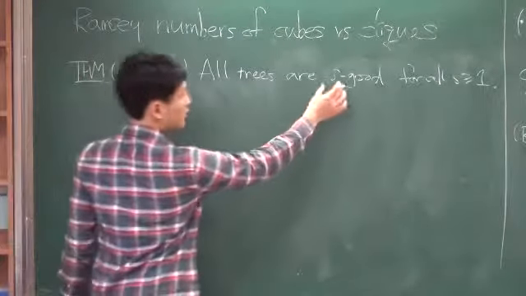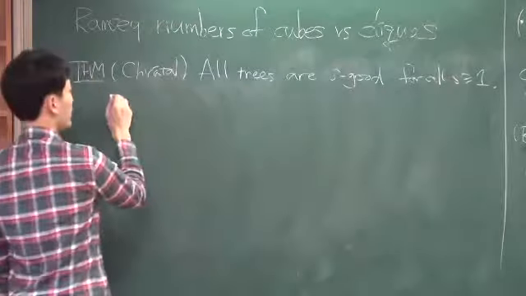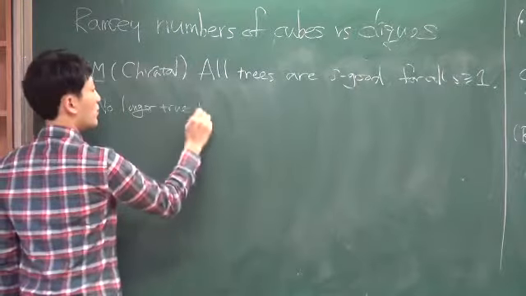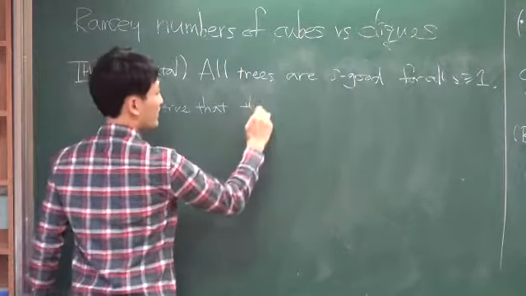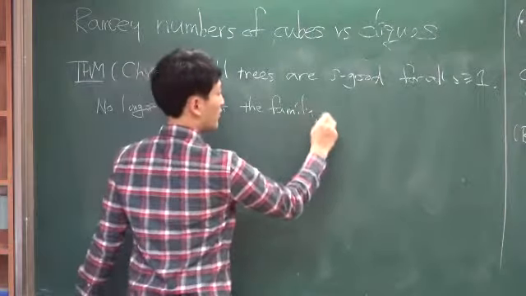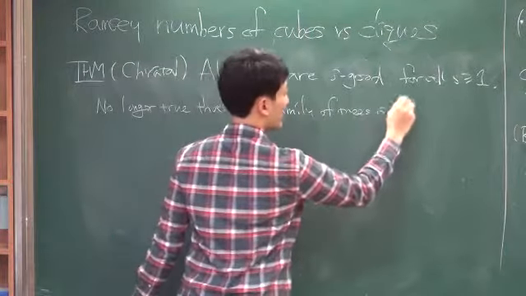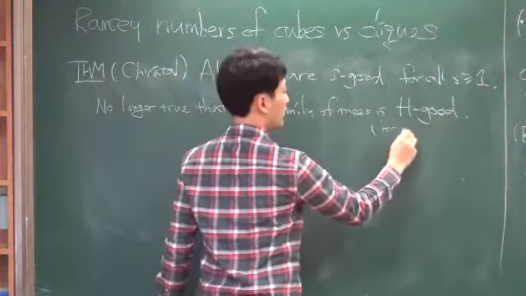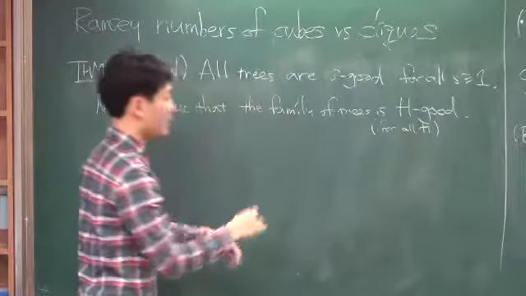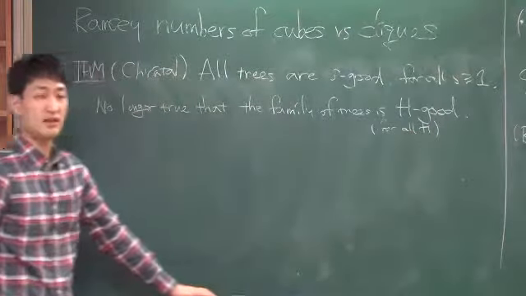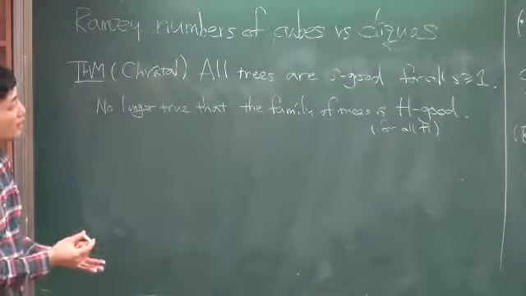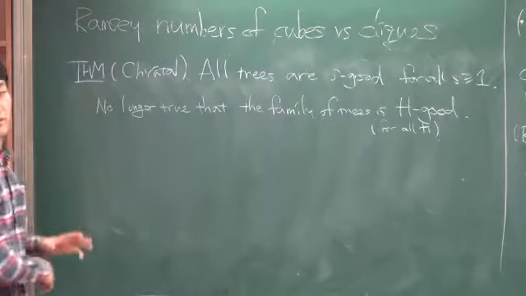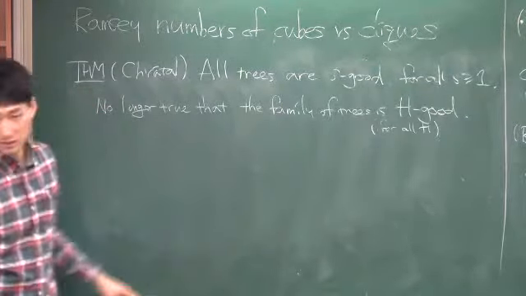On the other hand, if we change this complete graph into a different graph, it is no longer true that the family of trees is H good for all H. That means there exists some H for which the family of trees is not H good. So what this essentially says is that there is no universal graph which is good against every graph, except for these trivial things.